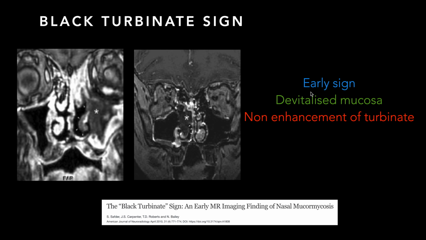So this is one of the earlier signs again in sinonasal mucormycosis, and it mainly occurs due to the devitalized mucosa, which we will be able to appreciate as non-enhancement of the turbinate, which is giving the appearance of the black turbinate sign.